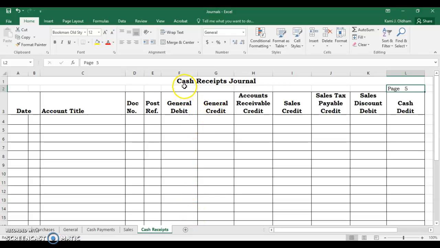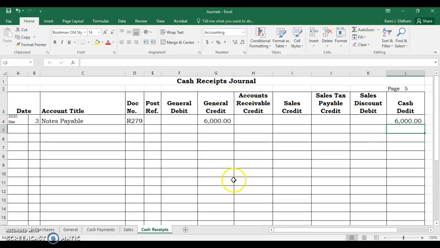So our first transaction is in our cash receipts journal. Our date is going to be March 3rd. Our account title is going to be notes payable. Our source document is receipt number 279. And this is a payable, so we're going to have a general credit of $6,000. But we received cash, so we're going to have down here in our cash debit $6,000. Okay, so that's a nice, easy transaction.